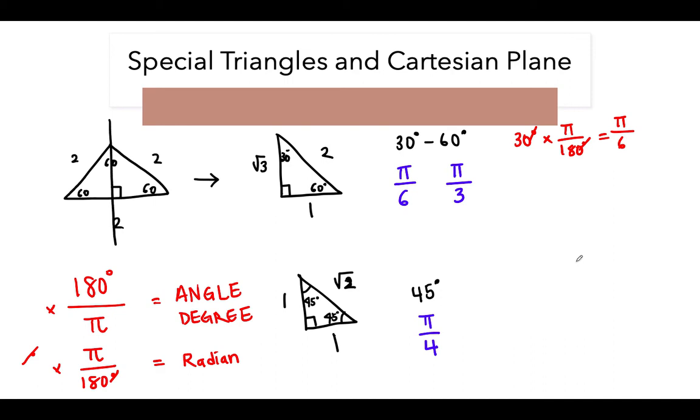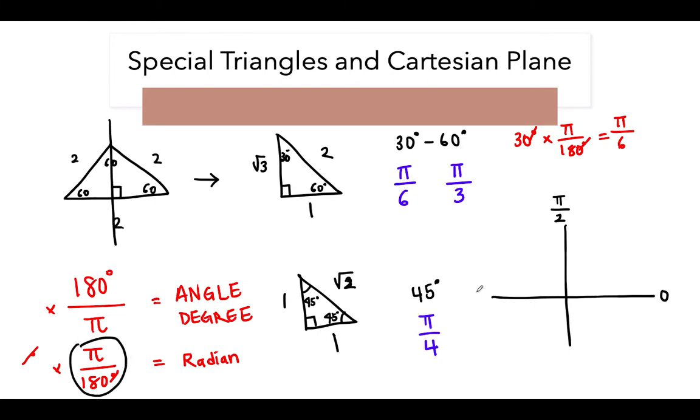Okay, so another thing is the Cartesian plane. So this is a Cartesian plane. When we're working with angles in degrees or radian, let's write down the degrees. So this is 0 degrees or 0 radian. Over here it's going to be 90 degrees. So 90 degrees in radian is going to be pi over 2. How do I do that? Well, all you need to do is 90 times pi over 180.